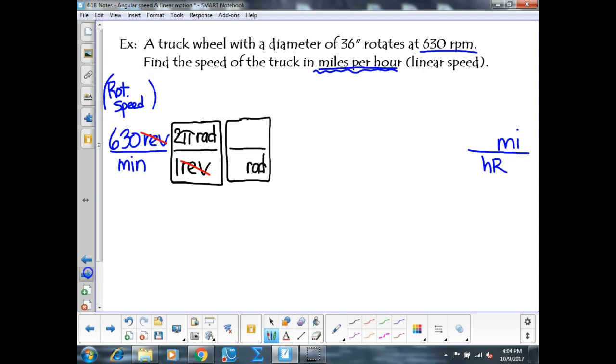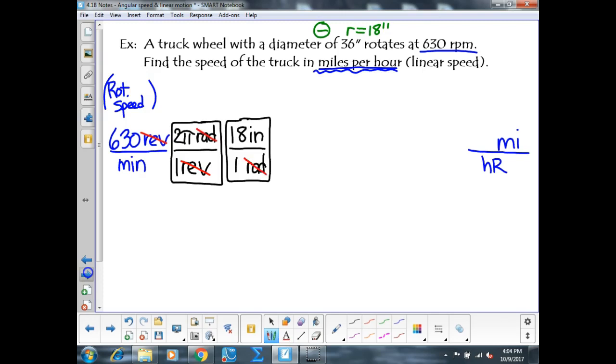Okay? So now let's think about on this particular truck tire, the edge of the tire, when my angle changes 1 radian, how far, what kind of distance along the edge of the circle have I gone? Well, if it's 36 inches in diameter, that means my radius is 18 inches. So when my angle changes by 1 radian, I've covered the distance of 18 inches along the edge of my tire.